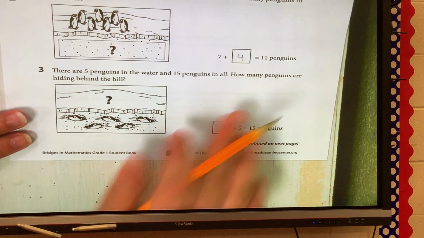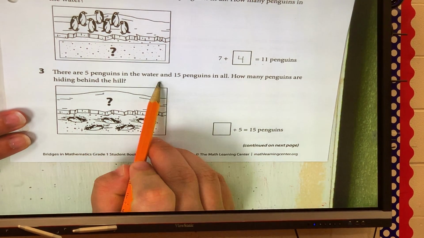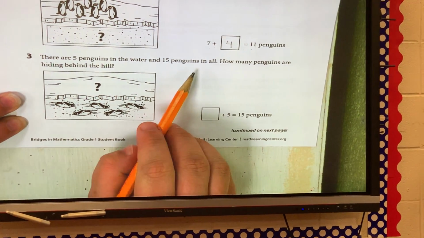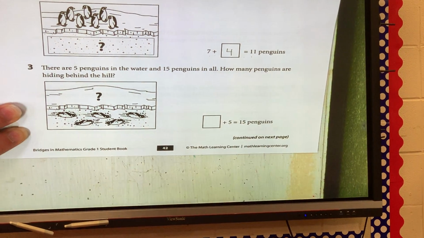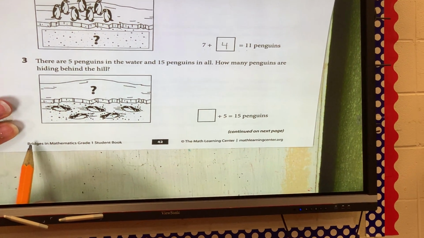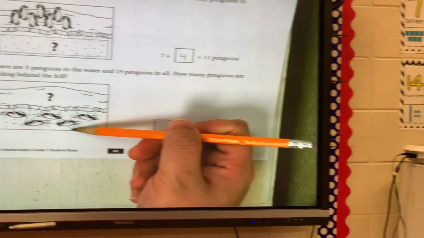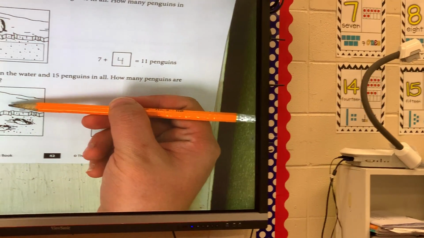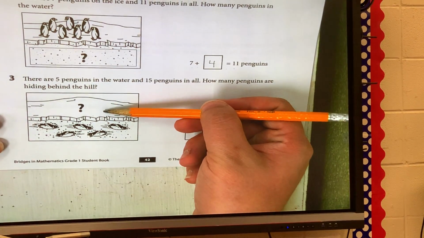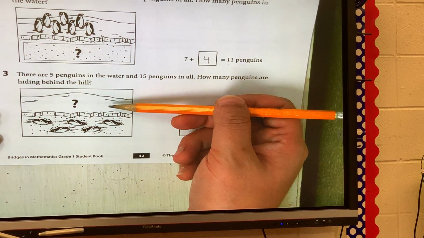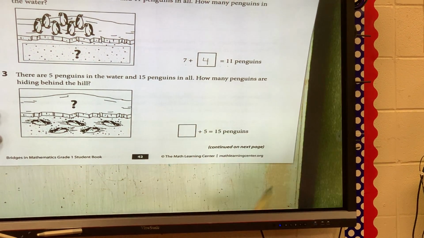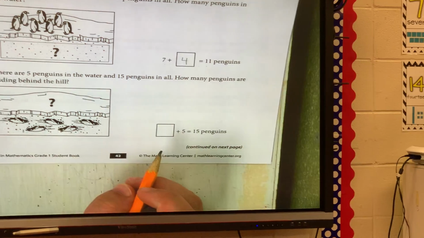There are 5 penguins in the water, and there are 15 penguins in all. How many penguins are hiding behind the hill? So it told us how many are in the water, but didn't tell us how many are hiding. We've got to figure out how many are hiding to get to 15. So what number do I need to put in my brain?